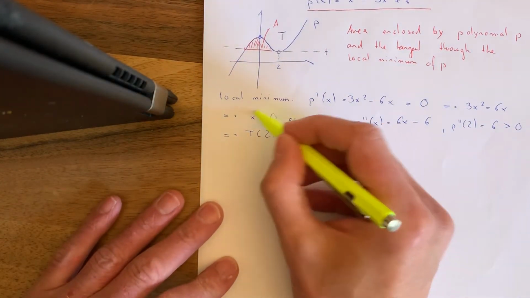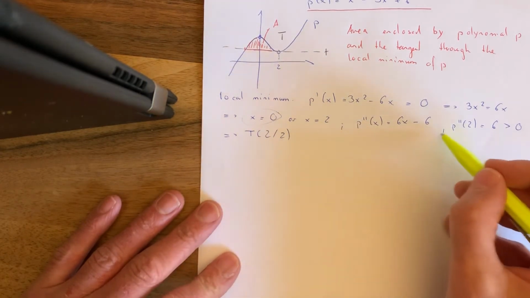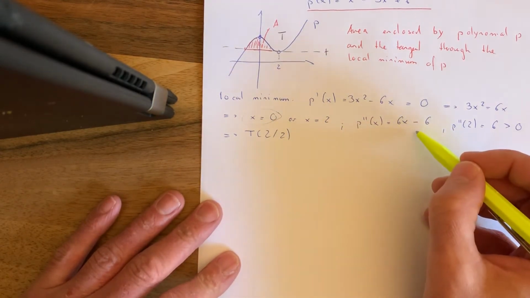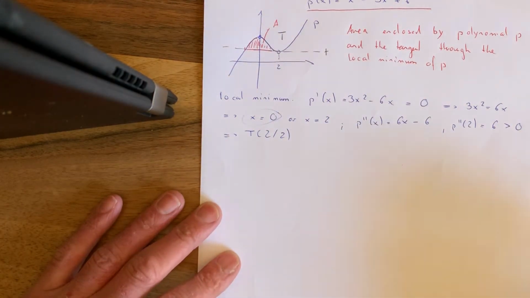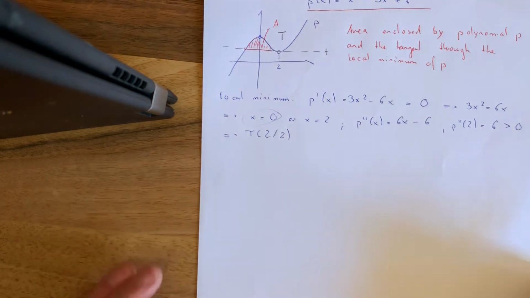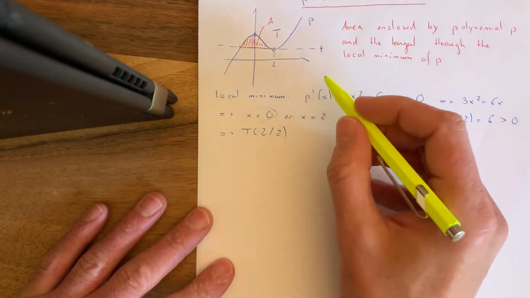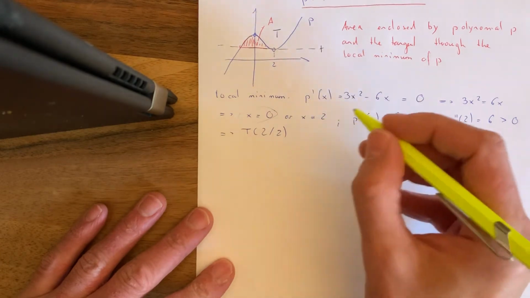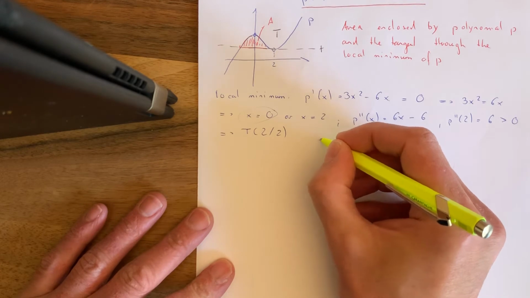And just a remark, if you take x equals 0 and plug it into the second derivative, you get minus 6. So this means that at x equals 0, we have a Hochpunkt. However, we are not going to need that. So this is our Tiefpunkt. And as I said before, the next thing we are of course going to need is the equation of the tangent.